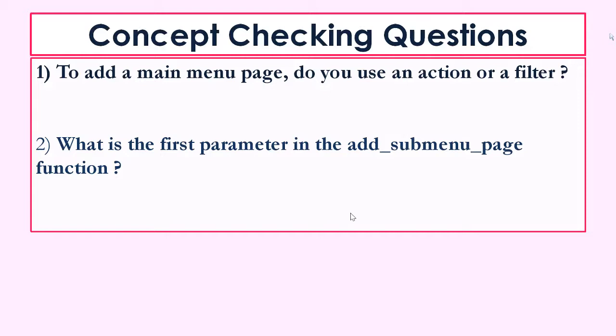So to add a main menu page, we need to use an action. We use a filter to add the extra link on the plugin links in the main plugin menu. What is the first value on the add submenu page function? Well, it's the parent slug, so we have to match up our submenu with our main menu. So the first value needs to be the unique value that we have assigned to the main menu page.